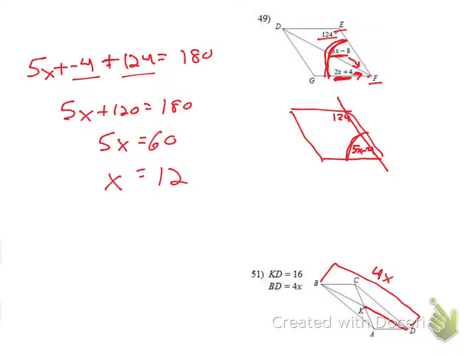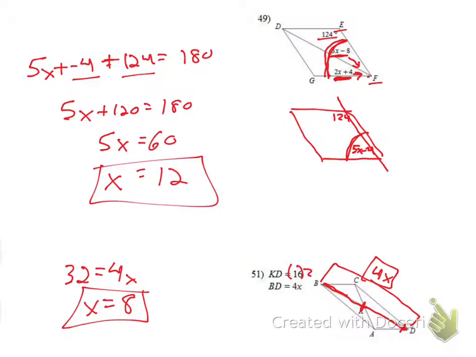Okay, so KD is going to be equal to BK because it's a parallelogram, right? So all I need to do is multiply this half right here. If I multiply this by 2, I'm going to get what the whole thing is, this whole 4x. So I'm going to multiply everything in here by 2. So 2 times 16 is 32. I'm going to have that equal to 4x. 32 divided by 4 is equal to 8. So my final answer is x is equal to 8.